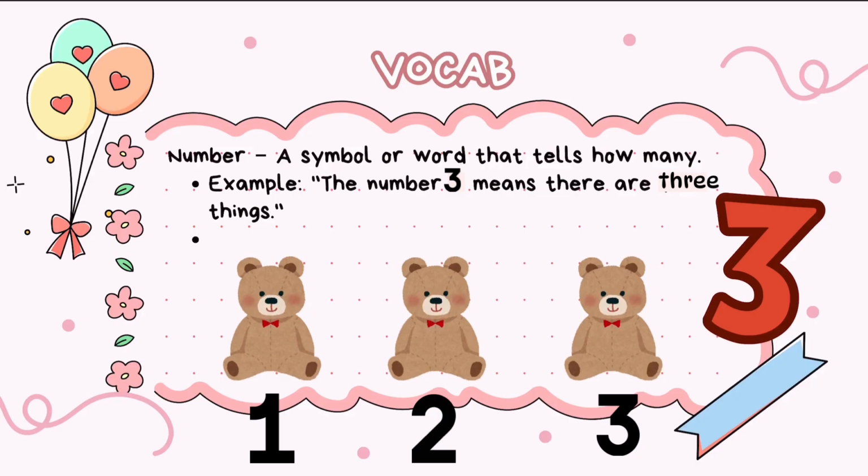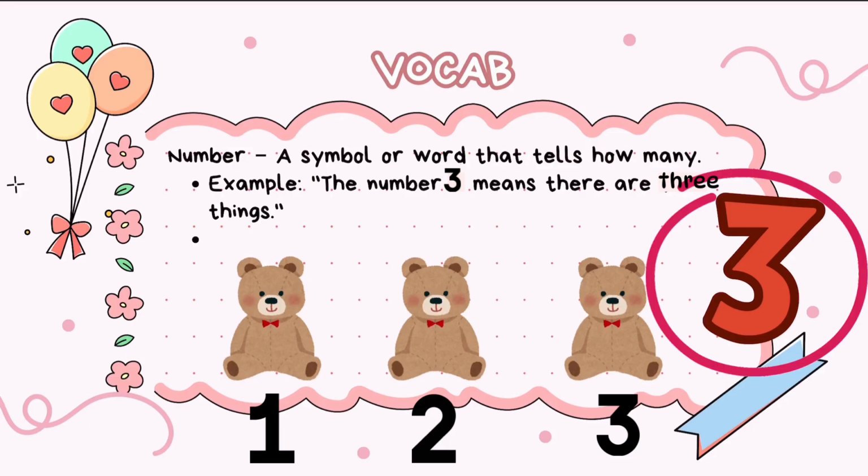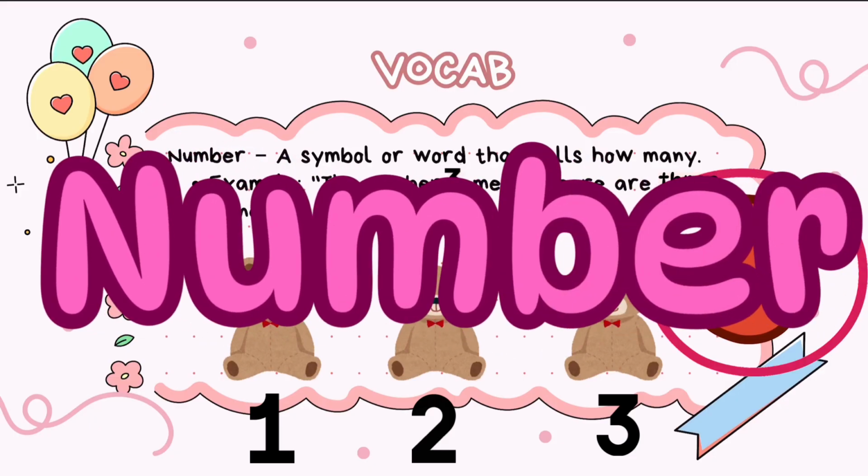Our next vocabulary word today is number. And a number is a symbol or word that tells us how many. So, an example of this is if we have 3 bears here, I put the number 3. Right here is the number 3, and that's the symbol for our number. Can you say number? Number. Great job.